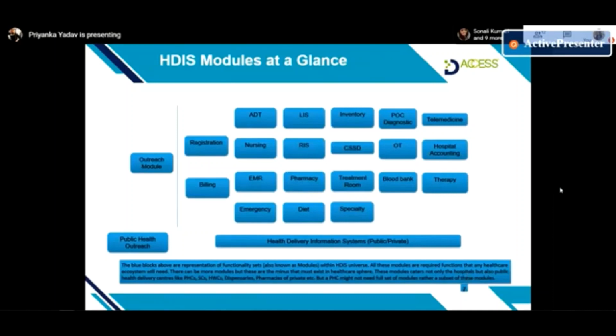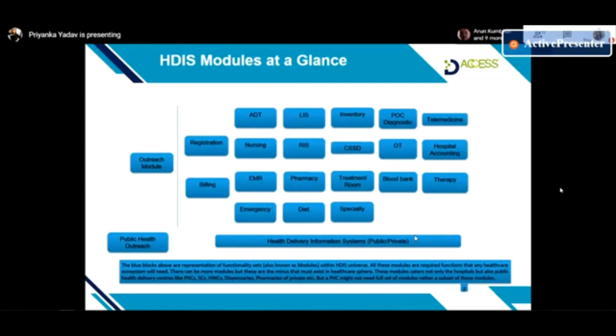But there are other modules like the ADT module, which is nothing but admission, discharge, transfer. There is also a nursing module, where nurses in hospitals have a lot of things to do, like bed management, transfers, and bedside procedures. There are certain nursing workbenches to tell them what to do.